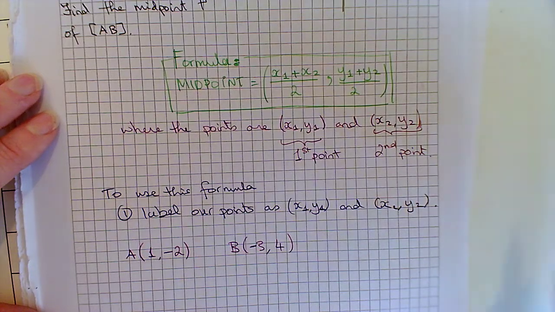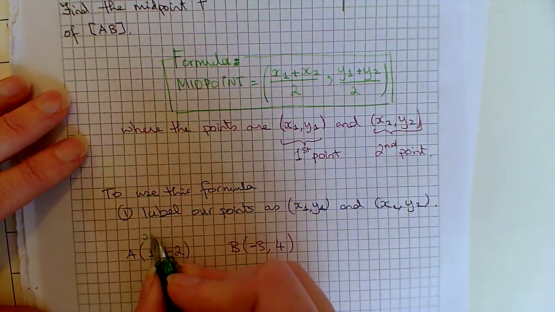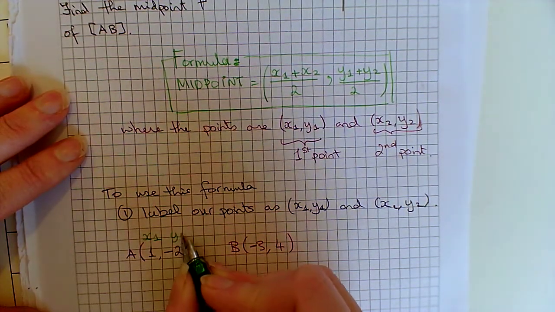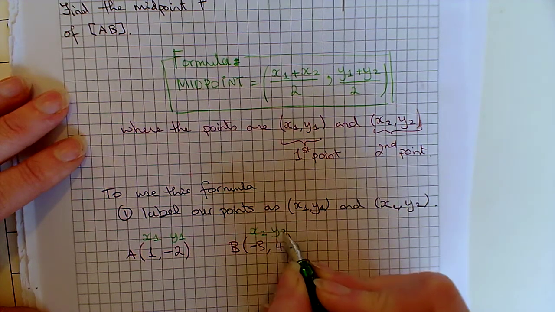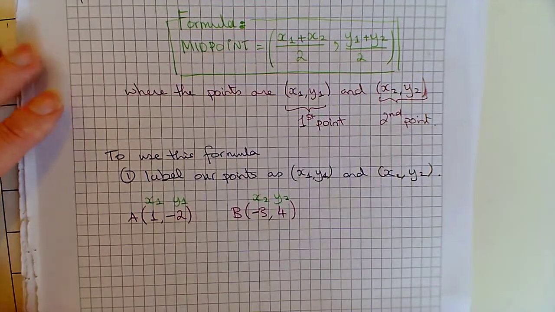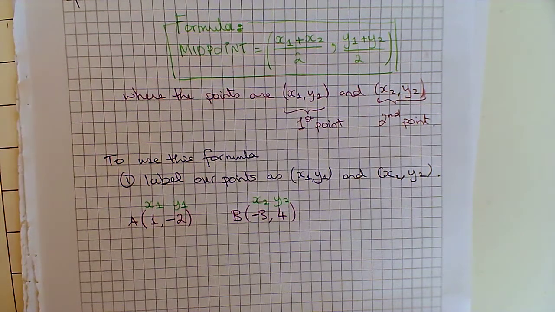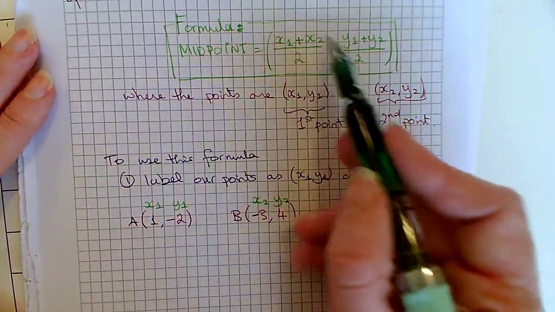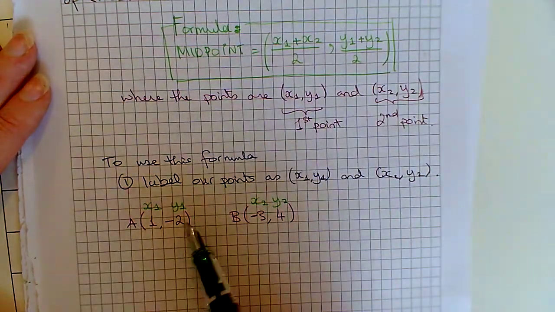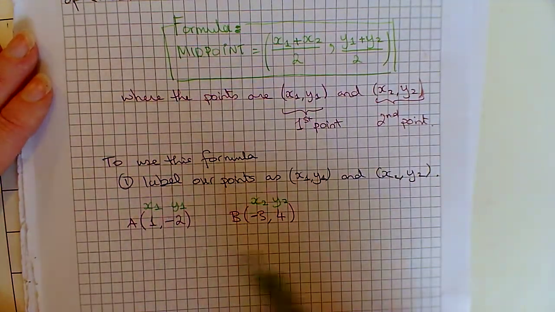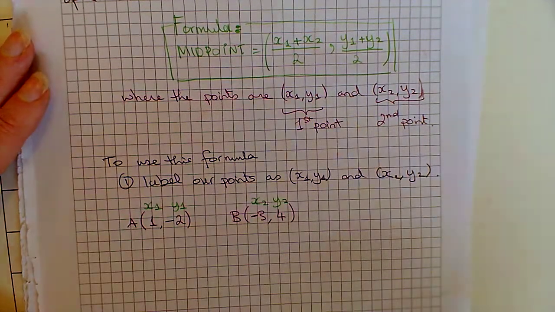Okay, and I'm going to say that A is my x1, y1, and B is my x2, y2, like that. That's what I'm going to do. Are you with me so far? Because I know this is a little bit strange. My formula talks about a first point and a second point, and they are both x comma y. This is my first point, this is my second point.